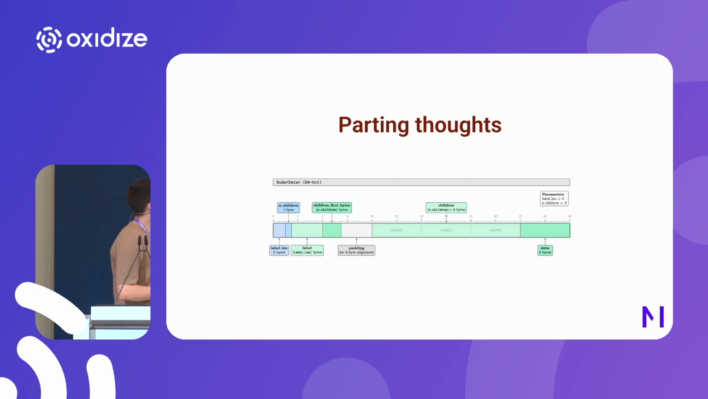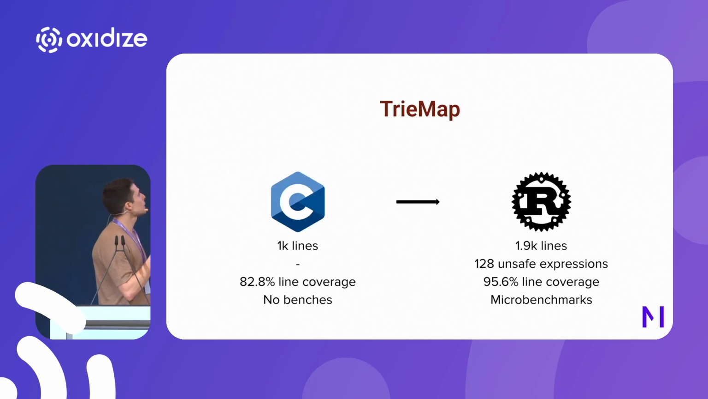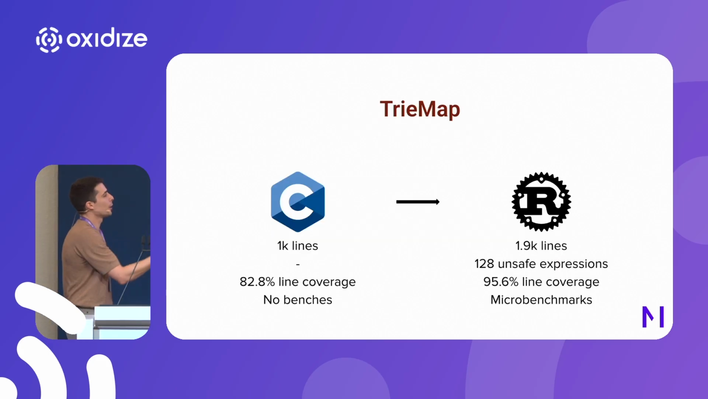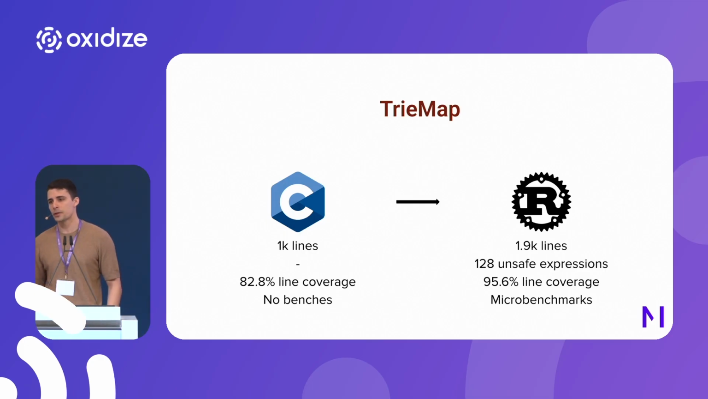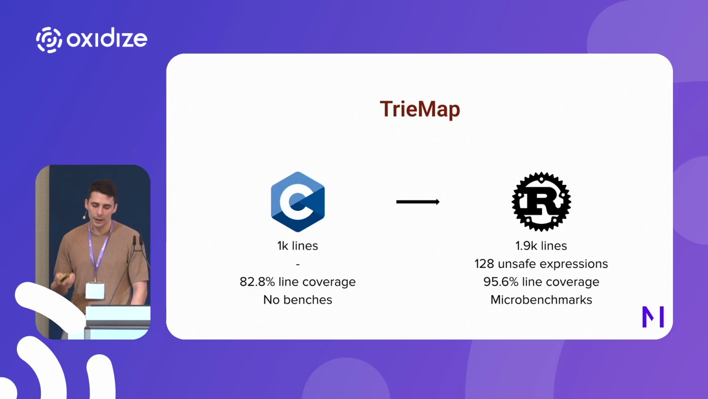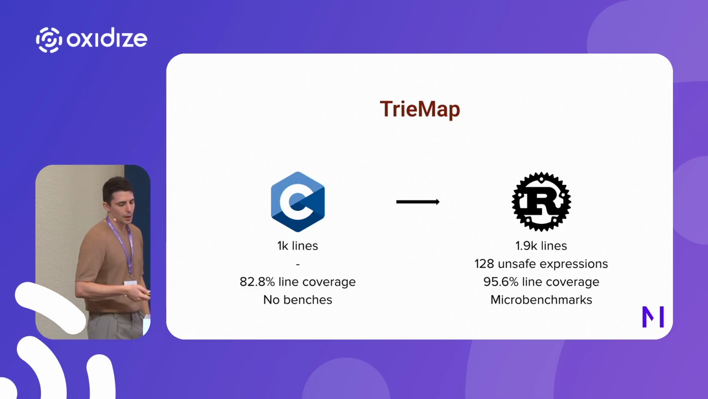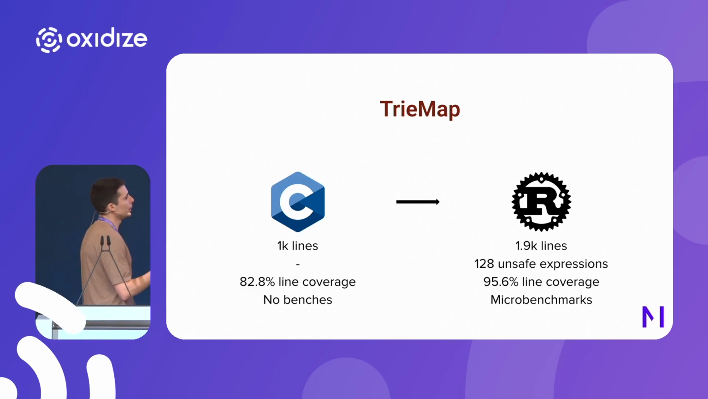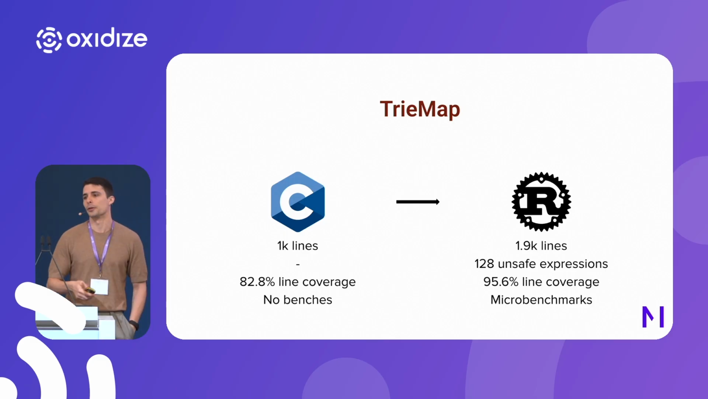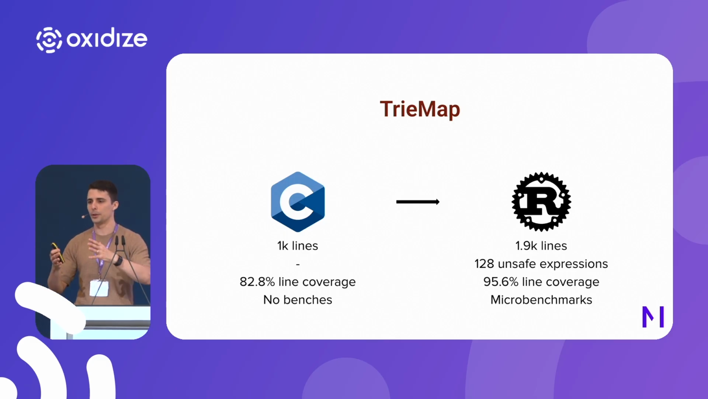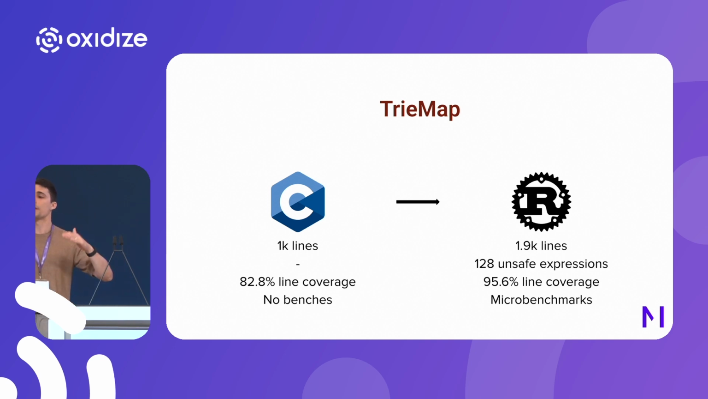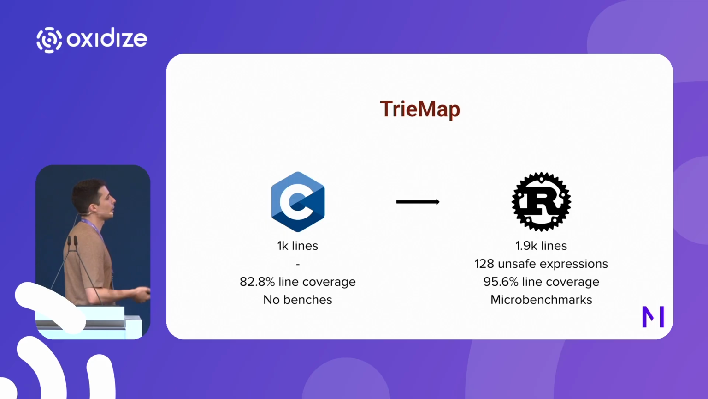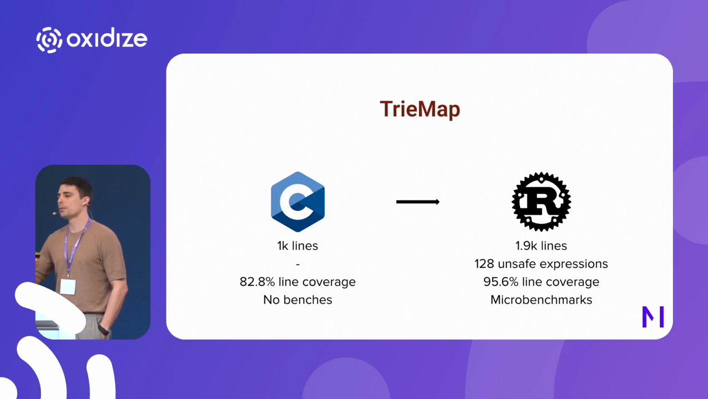Few parting thoughts before we give space to questions. Now, this is the before and after. So we had 1,000 lines of C code with 80% line coverage and no microbenches. We converted that into 1.9 thousand lines of Rust, so more verbose. Of this, only roughly less than 10% is unsafe. So we have reduced the scope of the code that needs to be audited. And we've also reduced the opportunity for unsafe elsewhere in the code base. We've improved test coverage, and now we have micro benchmarks, which leads to a broader point.